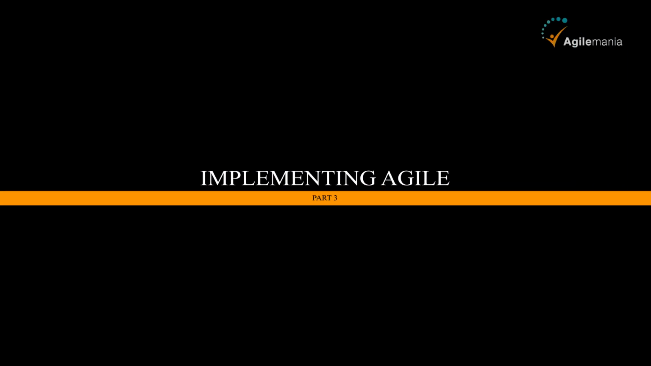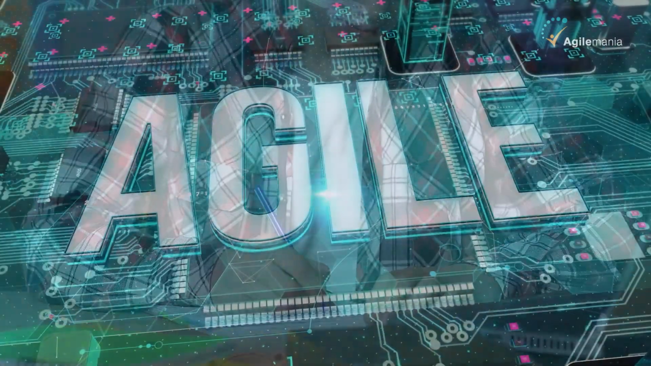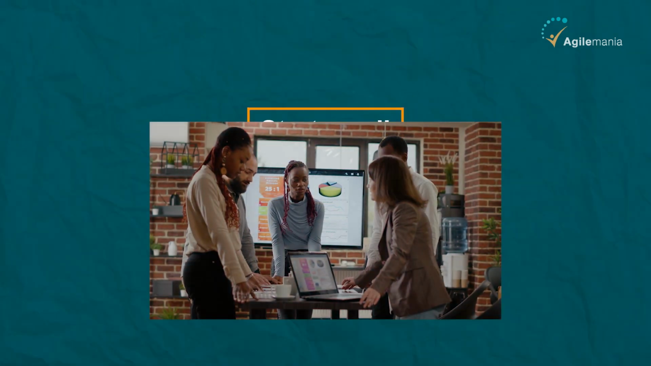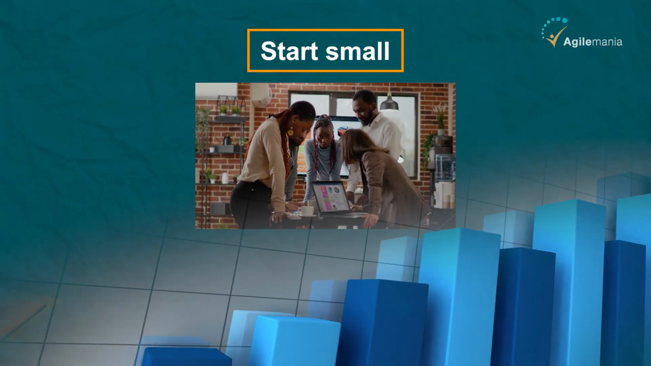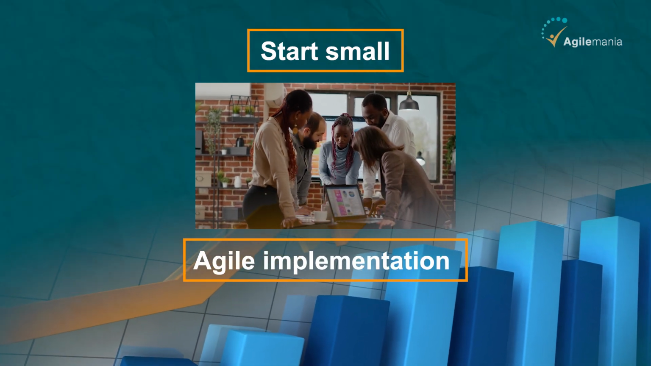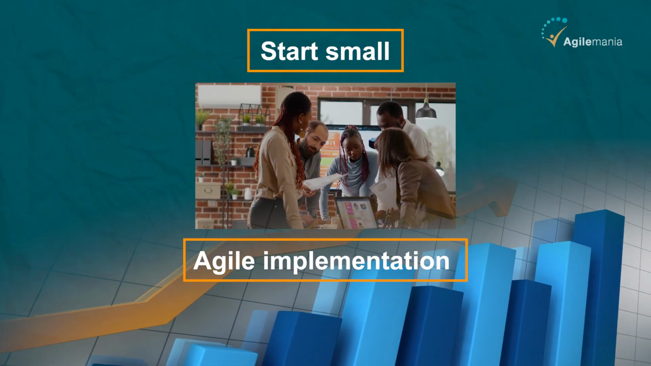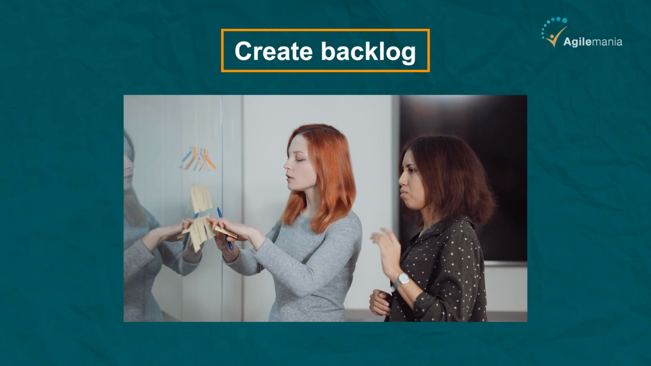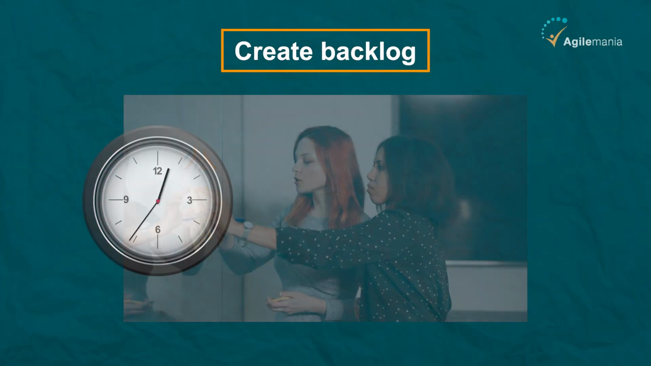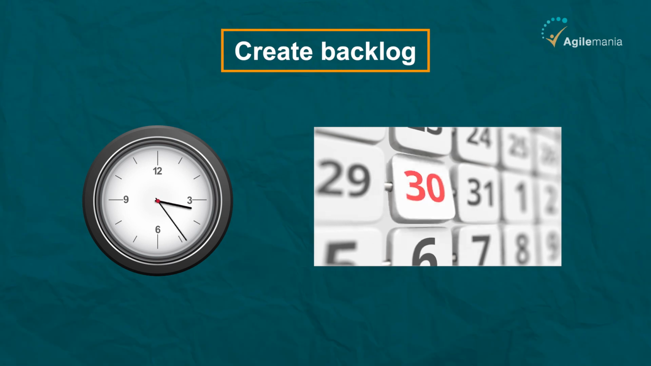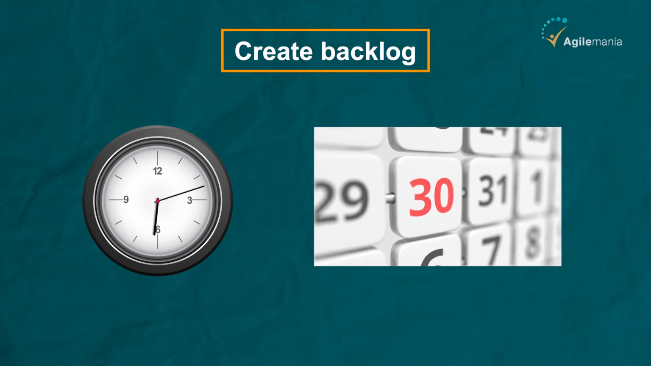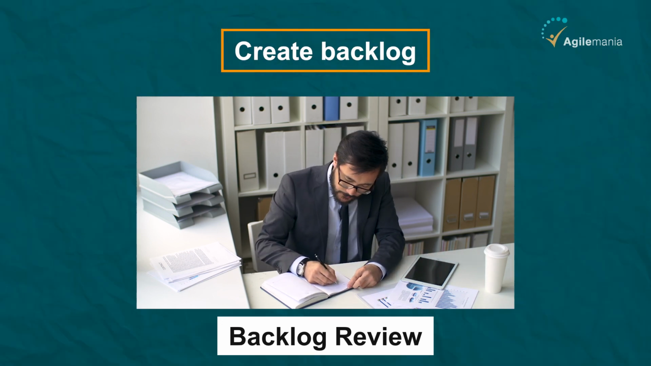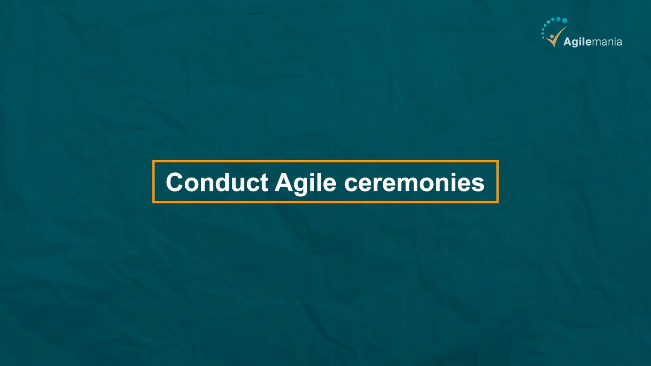Part 3: Implementing Agile. Now that you've done the preparation work, it's time to implement Agile. Here are some key steps to take. Start small. Agile is a big change for most teams, so it's important to start small and gradually expand your Agile implementation over time. This might mean starting with a single team or project and gradually scaling up. Create backlog. This involves listing the work items your team plans to complete during a project sprint. The time duration for a sprint can range from a week to 30 days, depending on the project requirements and company goals. The backlog should be reviewed and updated regularly to ensure that it remains relevant and aligned with the project objectives.